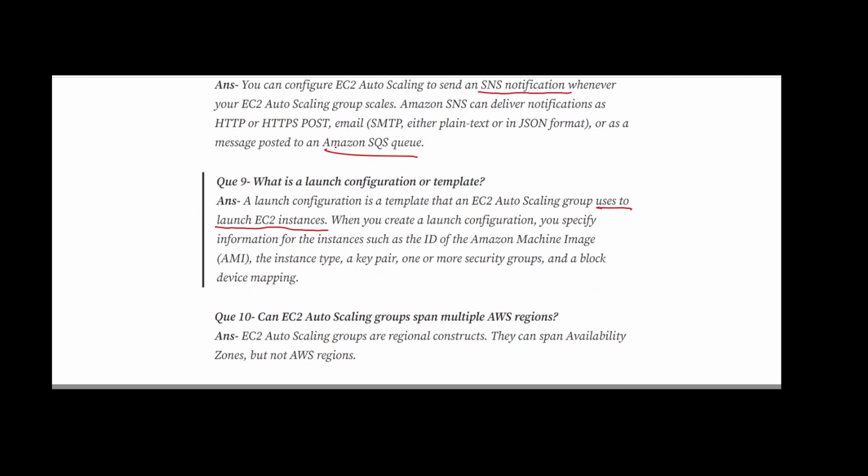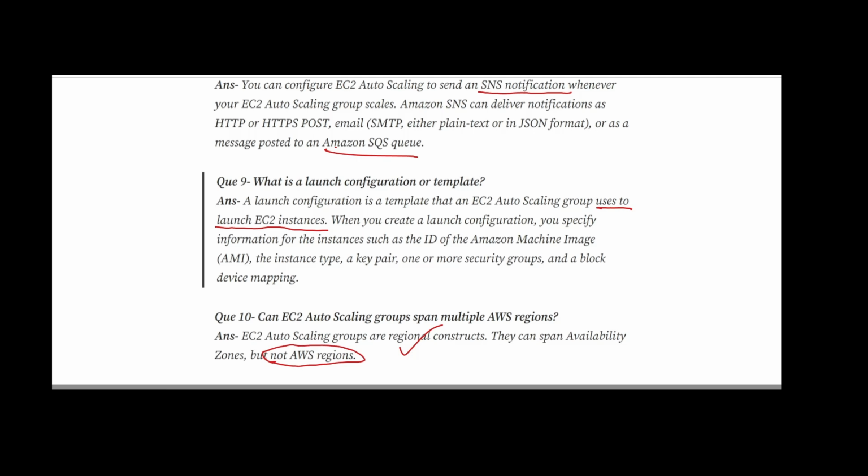Question number 10. Can an EC2 Auto Scaling group span multiple AWS regions? EC2 Auto Scaling groups are a regional construct. They can span across AZs but not across AWS regions. This is a point we should keep in mind.